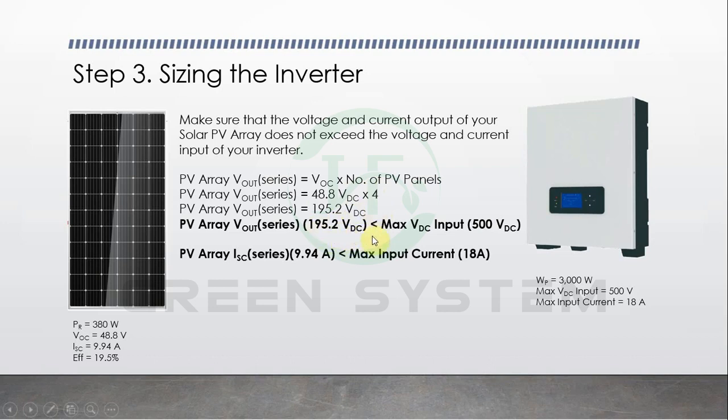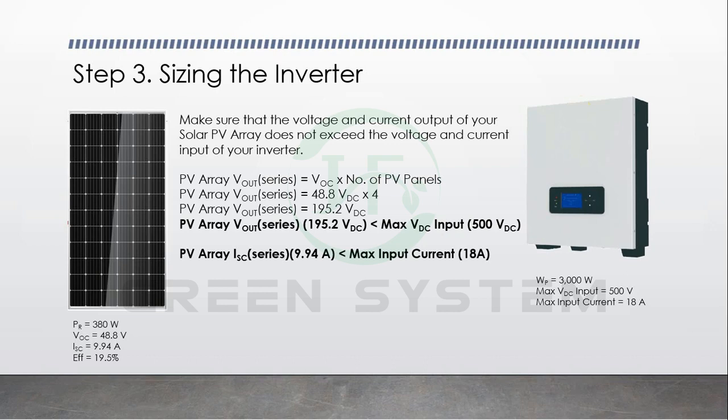This value is less than the maximum voltage input of our inverter right here, which is 500 volts DC. So this inverter is okay. Now let's see if the maximum input current is also enough. For a series connection, the current is the same.